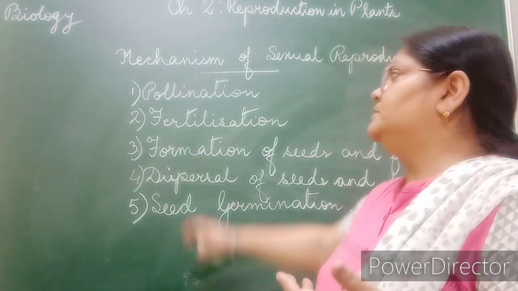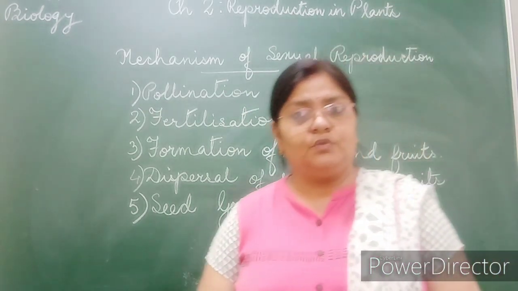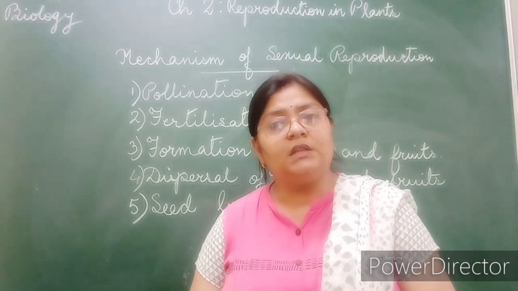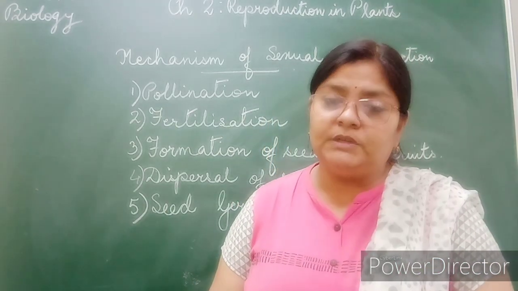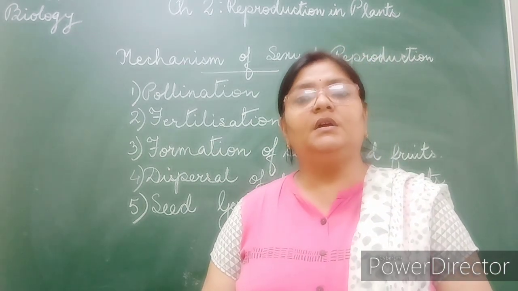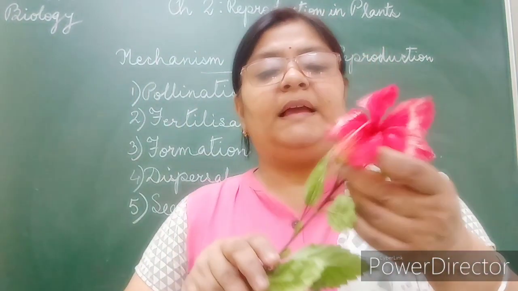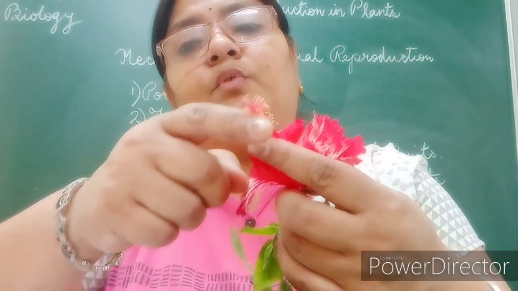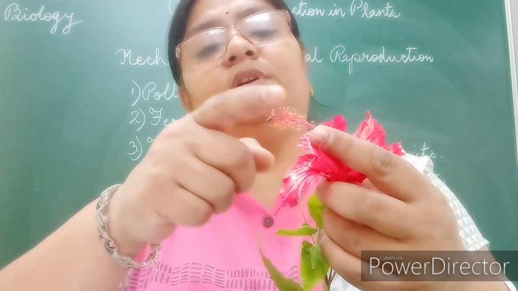Fine. So the mechanism involved, number one, is pollination. So the first step that is required for us to know is pollination. Pollination is a process by which transfer of pollen grains takes place from the anther to the stigma present in the pistil of a flower. So to recollect again, if you take a bisexual flower, the anther produces the pollen grain which carries the male gamete. Now this pollen grain is transferred from the anther to the stigma.